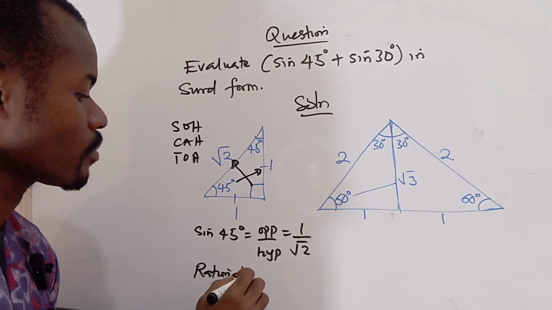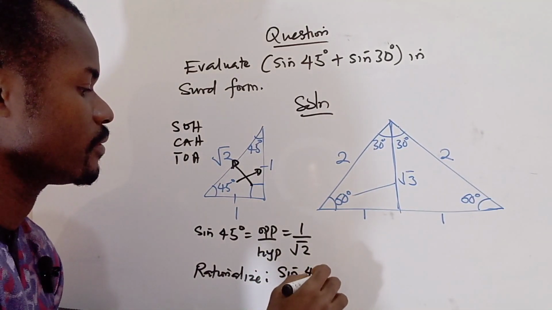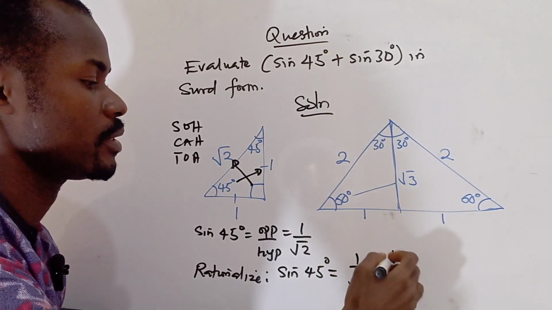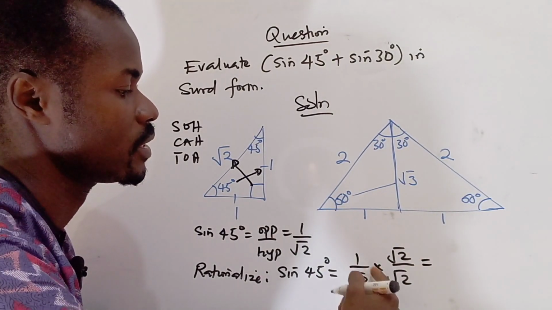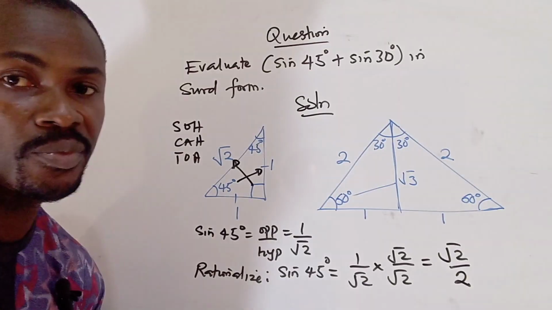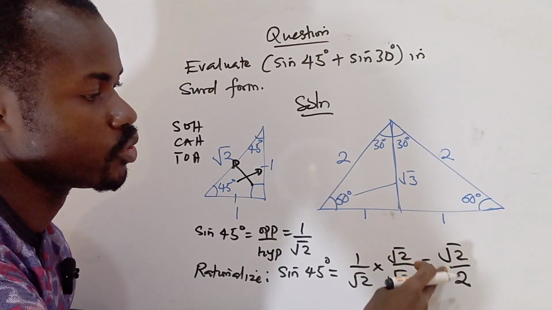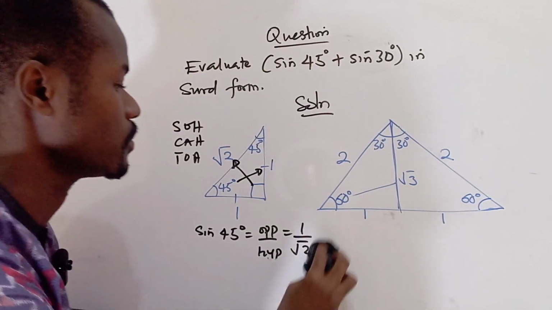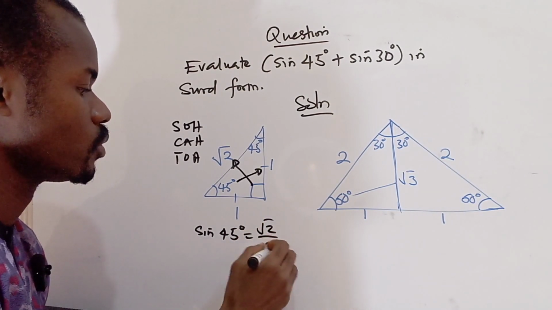But we can't keep it in this form, we can rationalize. If you know about rationalization, so we have our sine 45 degrees is going to be 1 over root 2. We are going to multiply the numerator and the denominator by root 2. So this is going to give us 1 times root 2 is root 2, root 2 times root 2 is going to give us 2. All right? So we get that our sine 45 is root 2 over 2. Let's quickly write it down. So this is equal to root 2 over 2.